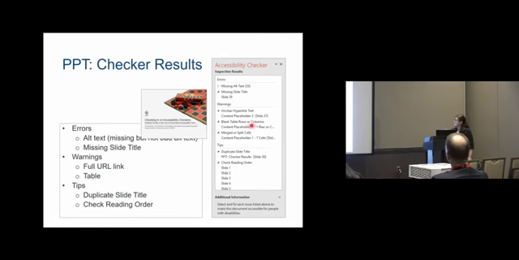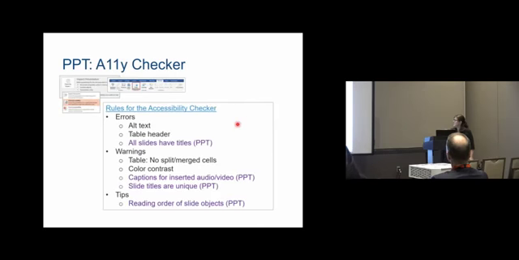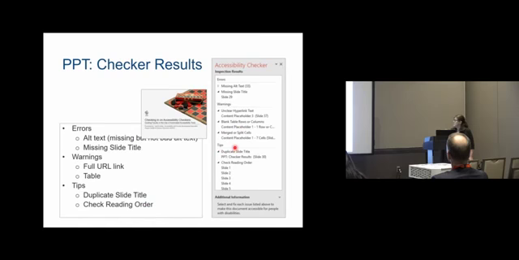It picked up blank rows or columns in a table. Merged or split cells in a table, and then some tips. Duplicate slide title, and then check reading order, because I put in a lot of my own images, which is my own thing. I didn't set the amount of images I was going to use and the placeholders. So I did insert a lot of images and a lot of text boxes. And so it's just going to ask you to check the reading order of that.